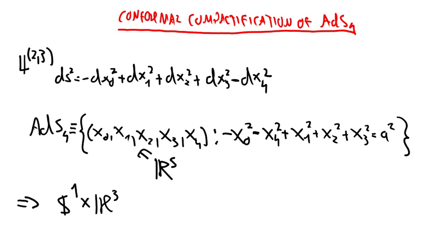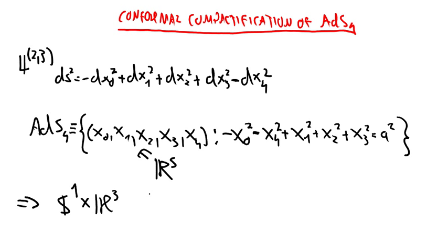This is independent of the metric. Forget about the metric just for a moment and concentrate on this definition, just the set of points of R5 such that they satisfy this condition. This is enough to show that the topology of this set is S1 times R3. I'm not going to give a formal proof of this, but one can sort of guess that this is so.